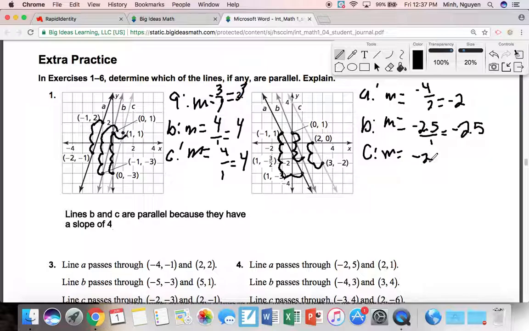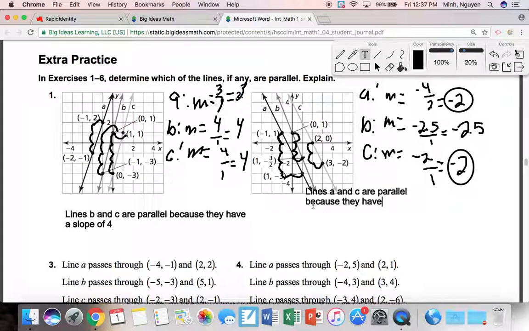Down 2 over 1. It doesn't look like any of these fractions are the same. But negative 2 divided by 1 is negative 2. So I can see that indeed lines A and C are parallel. Lines A and C are parallel because they have the same slope, negative 2.